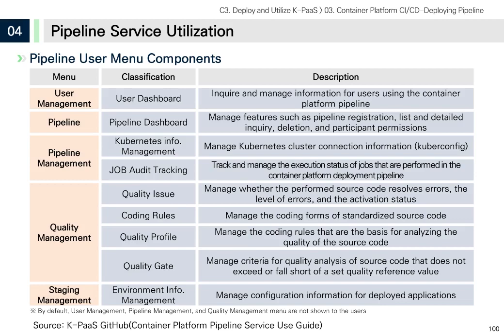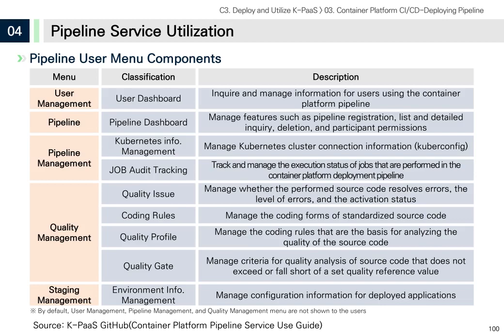Part 4. Pipeline Service Utilization. In Part 4, we will learn how to utilize the pipeline service deployed on Container Platform. The Container Platform Pipeline Service has 5 menus: User Management, Pipeline, Pipeline Management, Quality Management, and Staging Management, as shown in the table in the textbook.